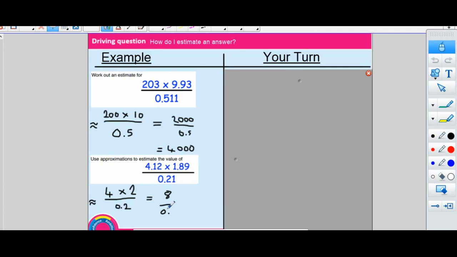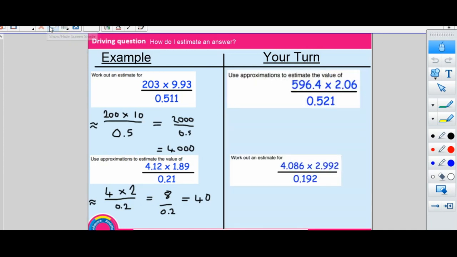Remember, at the very start of the lesson, we can either make an equivalent fraction or we can just remember that dividing by 0.2 is the same as multiplying by 5. And 8 multiplied by 5 is 40. Okay, pause the video. You have a go at the questions to the right, which are very similar. And then when you're ready, play for the answers.